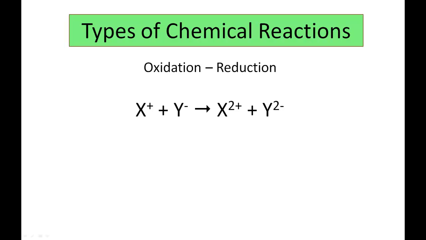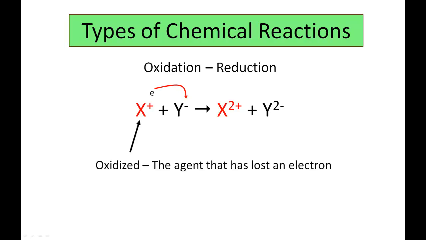Let's say we have some substances where we have X with a positive charge and Y with a minus charge. Let's say that X plus is losing an electron and donating it to Y minus. X plus is being oxidized. That is what we consider an agent that has lost an electron. And you'll notice that X plus becomes X2 plus on the product side after it has lost an electron. Remember that electrons are negative. So the more electrons you lose, the more positively charged you become.